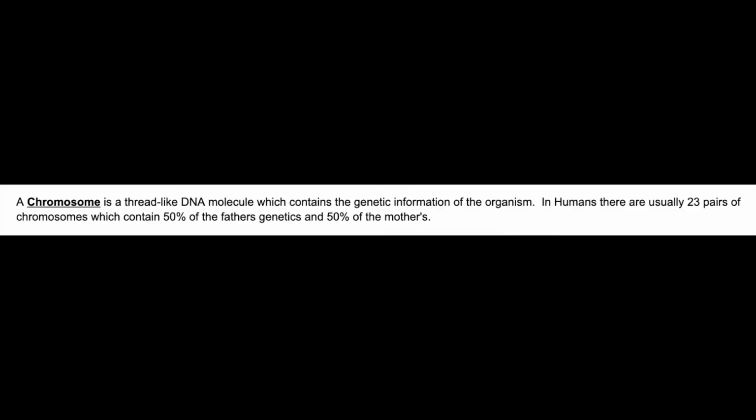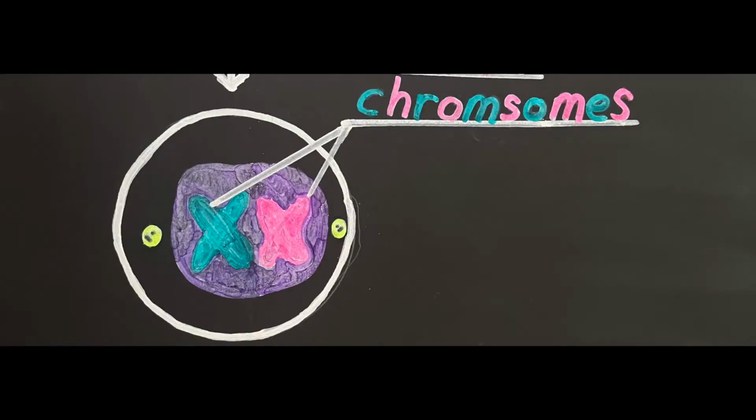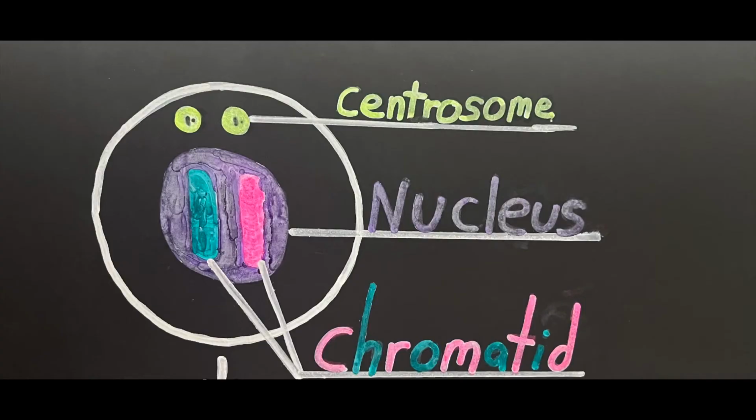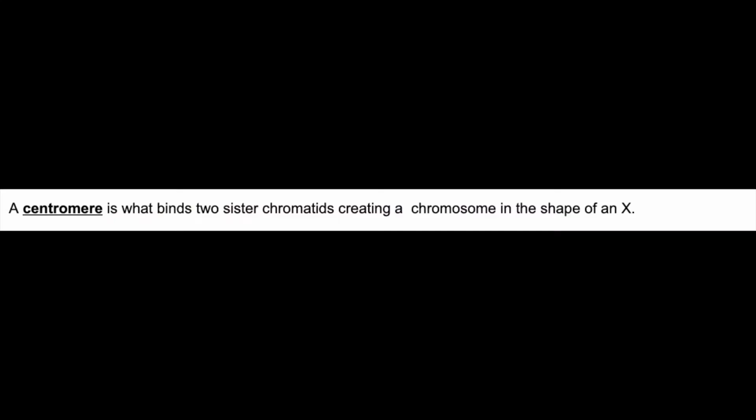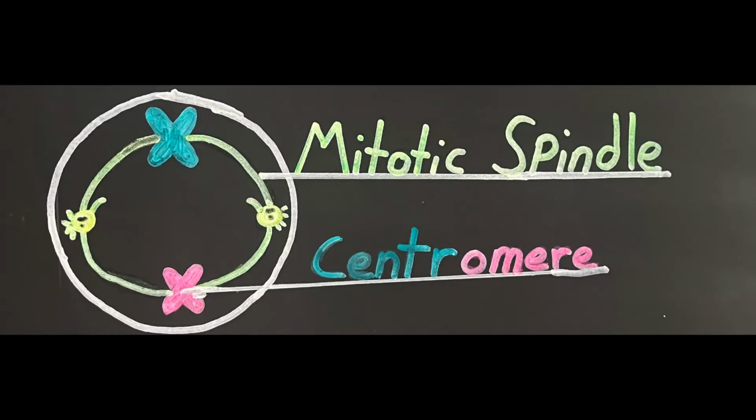Before we jump into the ins and outs of mitosis, there are a couple of key terms you must know before we start. A chromosome is a thread-like DNA molecule which contains the genetic information of the organism. In humans, there are usually 23 pairs of chromosomes, which contain 50% of the father's genetics and 50% of the mother's. A chromatid is one half of a chromosome. For example, in humans, there are 23 pairs of chromosomes, therefore there are 46 chromatids. A centromere is what binds two sister chromatids, creating a chromosome in the shape of an X.